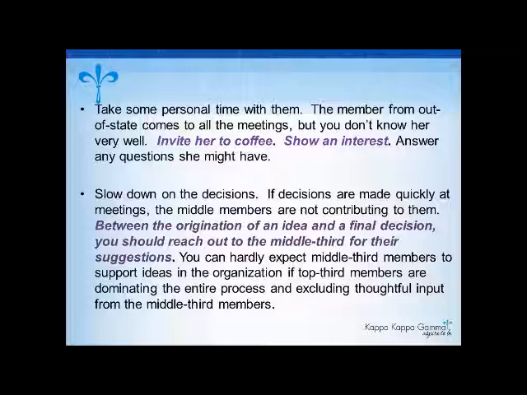So between the origination of an idea and the final decision, you should reach out to the middle third for their suggestions. We can hardly expect them to support the ideas of the organization if the top third are dominating the entire process and excluding thoughtful input from that middle third. And I think from an advisor standpoint that's really, again, where we can really influence that, because we can be that third-party objective view looking in and be able to identify that and help them through that process.